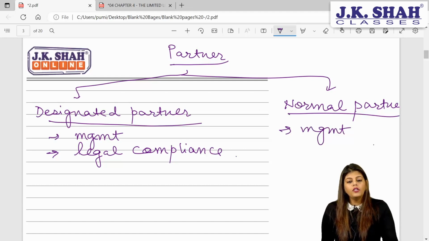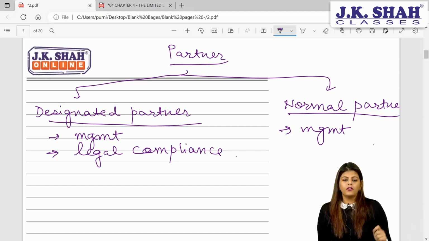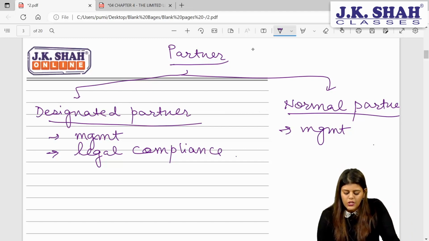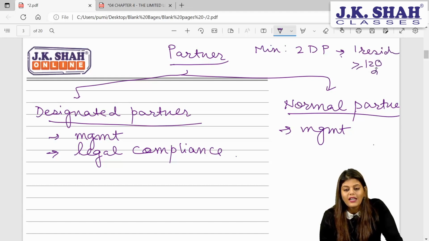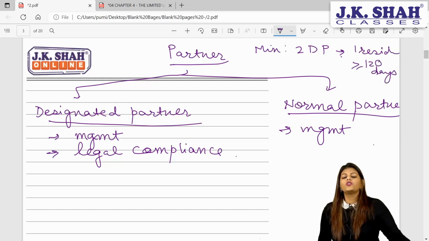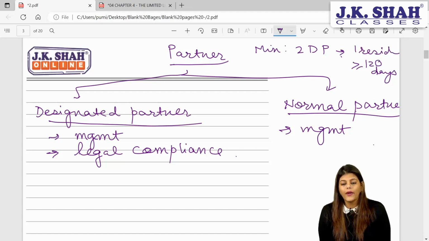So, who is more important? Designated partners. Designated partner is very important. You may or may not have a normal partner, but it is compulsory for you to have a designated partner. So, the question is minimum how many partners? Minimum 2 designated partners are required, out of which at least one should be resident in India for 120 days. Earlier it was 182 days, now it is 120 days.